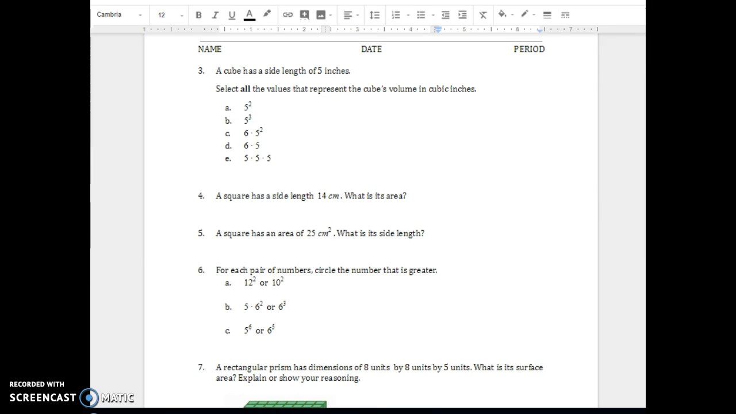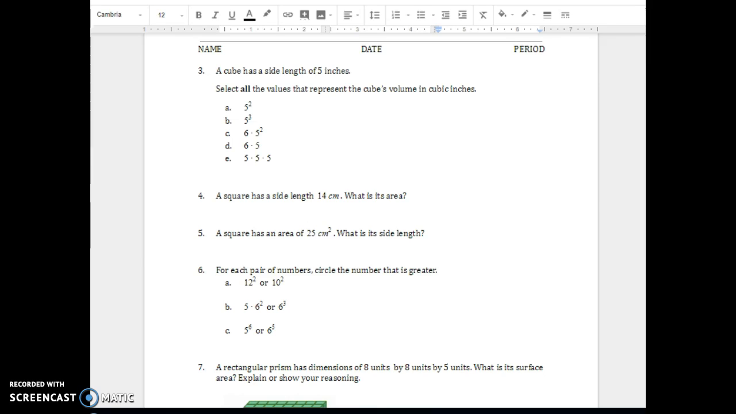Question 4. A square has a side length of 14 centimeters. What is its area? Question 5. A square has an area of 25 square centimeters. What is its side length?